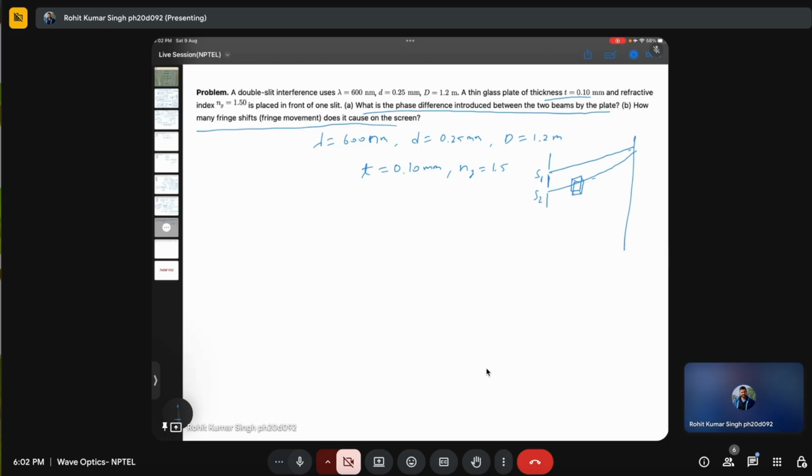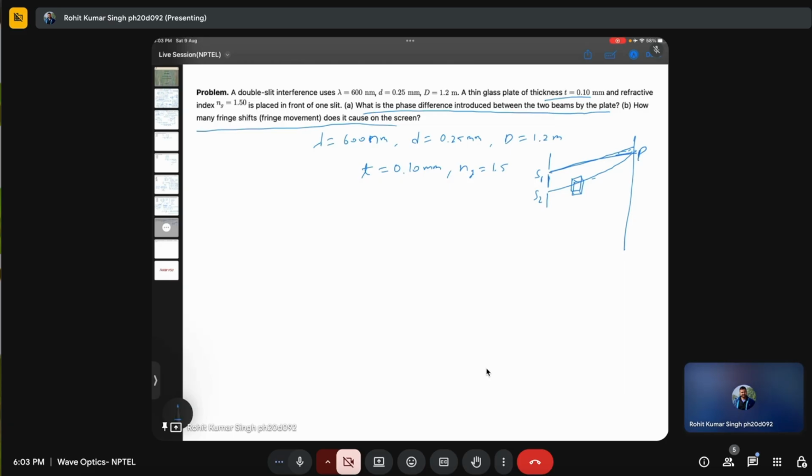And due to this, when we are looking at a fringe pattern on the screen at point P, there will be a phase shift, because the path length that the light will travel inside the glass will be different from what it would have traveled inside the air, right? So due to that, there will be a path difference which leads to a phase difference, and that will shift the fringes on the screen. So we will calculate how many fringes will shift.